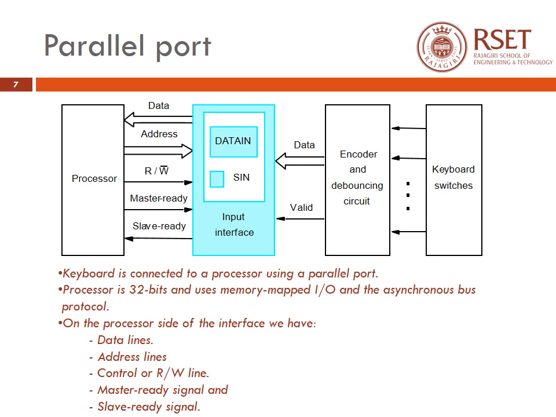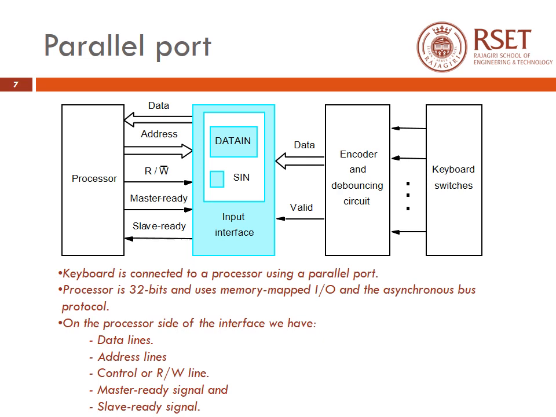Now there is one more signal called the valid signal. This signal is set to 1 only when a key is pressed on the keyboard, and only when the value of the valid bit is set as 1 will the SIN bit in the input interface also be set as 1. So these are the different components that are involved in communication between a processor and a keyboard.